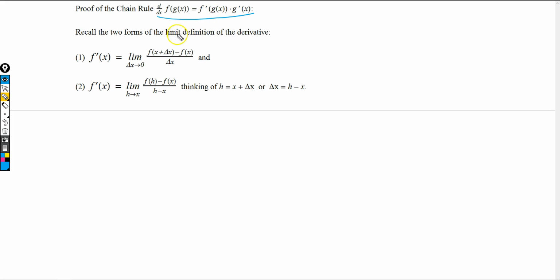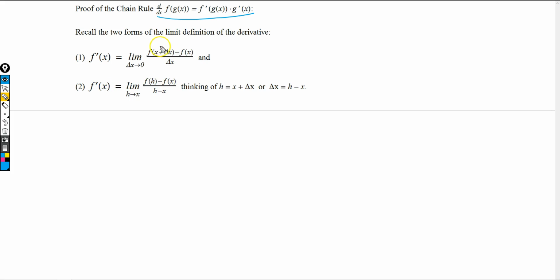Now before we start our proof, let's recall the two forms of the limit definition for the derivative that we have. We have this one, limit as delta x approaches 0, f of x plus delta x minus f of x over delta x. This is the one we most commonly use. And we also have this form, limit as h approaches x, f of h minus f of x over h minus x equals f prime of x.